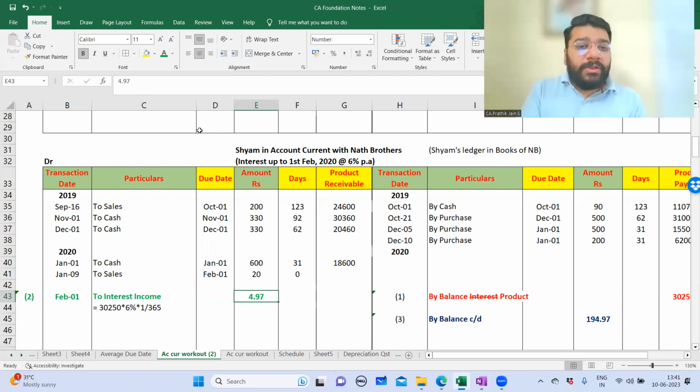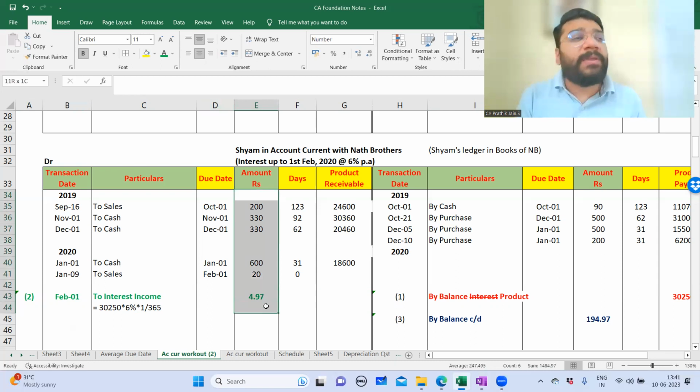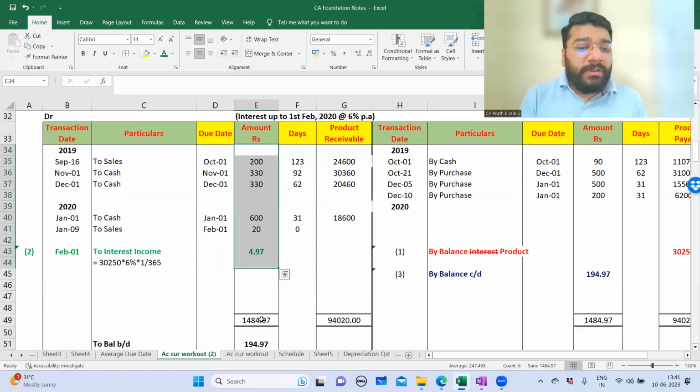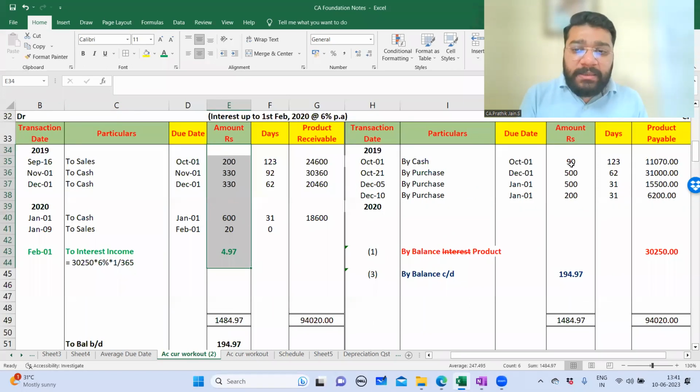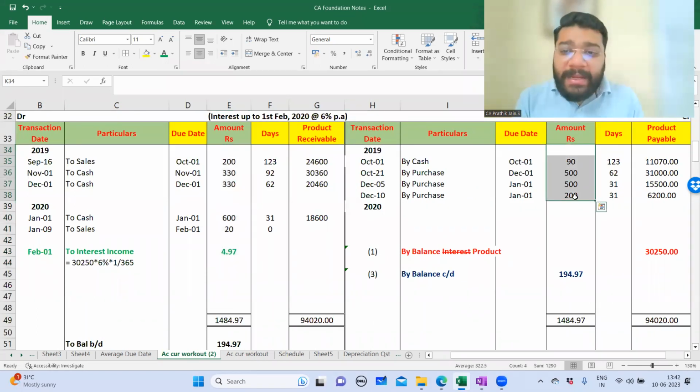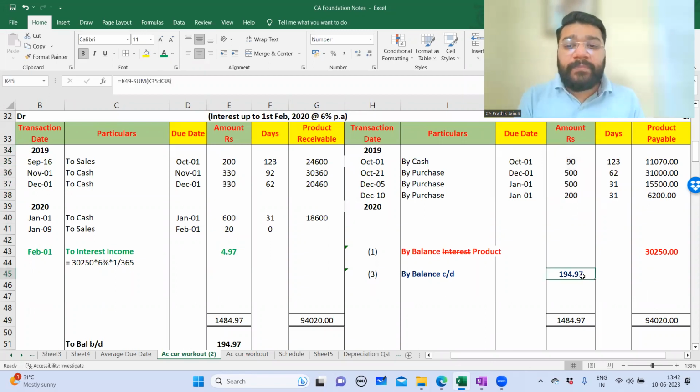Amount column. So now guys, this 200 plus 330 plus 330 plus 600 plus 20 plus 4.97 is the amount that we have to receive from Sham. So what is the total amount to be received? 1,484.97. From that, minus the amount that we have to pay to Sham. So 1,484.97 minus 90 minus 500 minus 500 minus 200. Balance is 194.97. This is the balance amount that we have to receive.